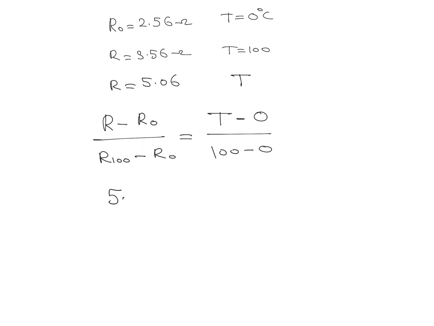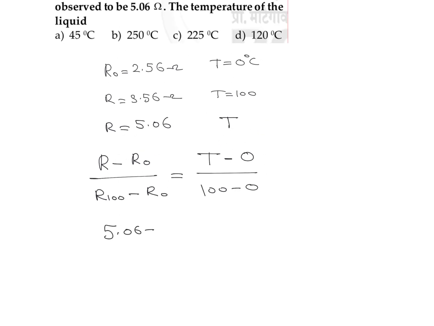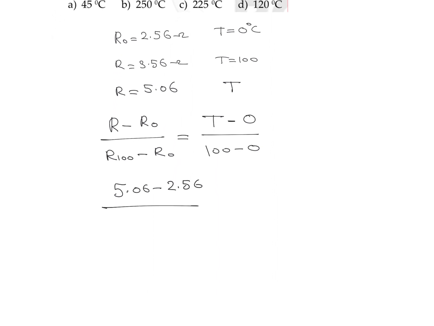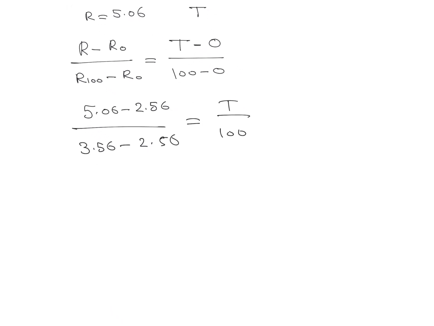The value of R is given as 5.06 minus the value of R naught, which is 2.56, divided by R at 100, which is 3.56, minus R at 0, which is 2.56. This is equal to T divided by 100. So 5.06 minus 2.56 is 2.5, divided by 1, into 100. This will be the value of T, or you can write T is equal to 250 degree Celsius.